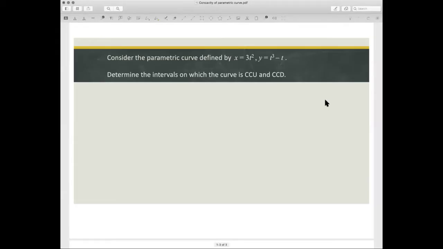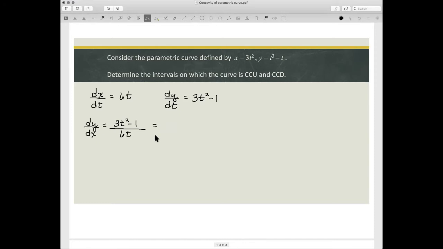Recall that concavity is based upon what we find from the second derivative. So that's what we're going to need to do here. Of course we have to start with the first derivative, and from what we've already learned about derivatives of parametric functions, we have a little bit of work to do to get there. So let's start by finding dx/dt, as well as dy/dt. To piece together dy/dx, which of course is going to be our first derivative, recall that's going to be dy/dt over dx/dt.